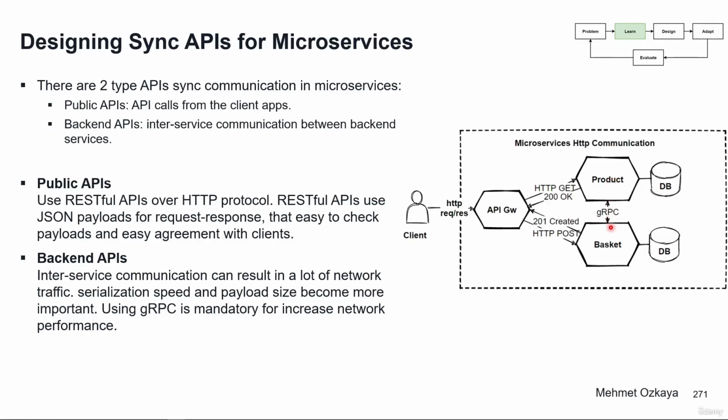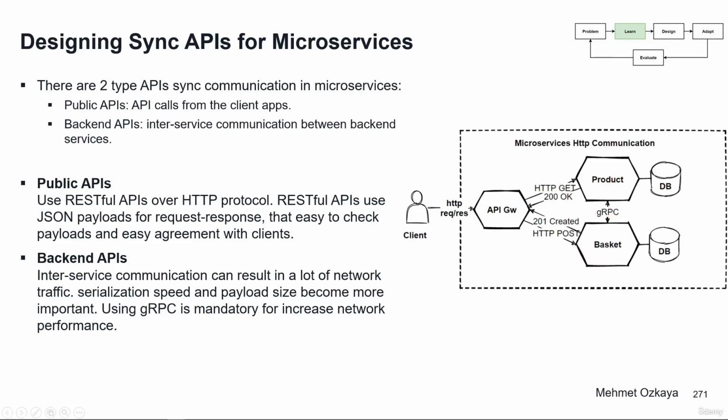Here you can see an example of backend APIs. If there is inter-service communication between microservices, the important part is network performance instead of easily readable payloads. So far we have seen public APIs, which respond to the client application with JSON, and the best practice is that this public communication should be human readable, using HTTP REST APIs to see incoming and outgoing JSON. But now we should focus on the backend APIs and backend communication.